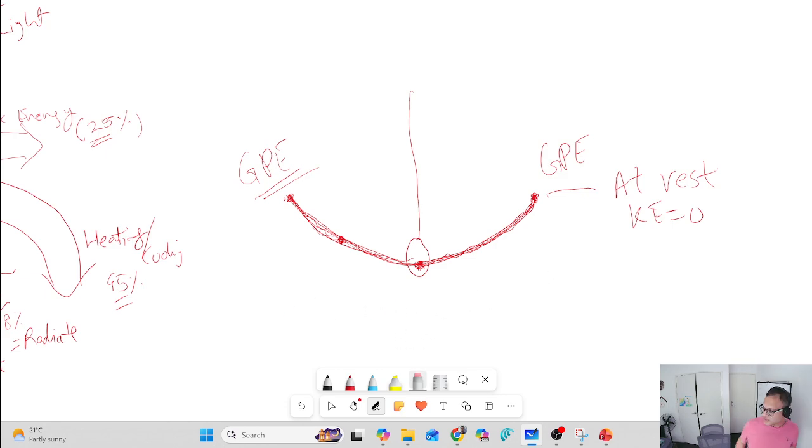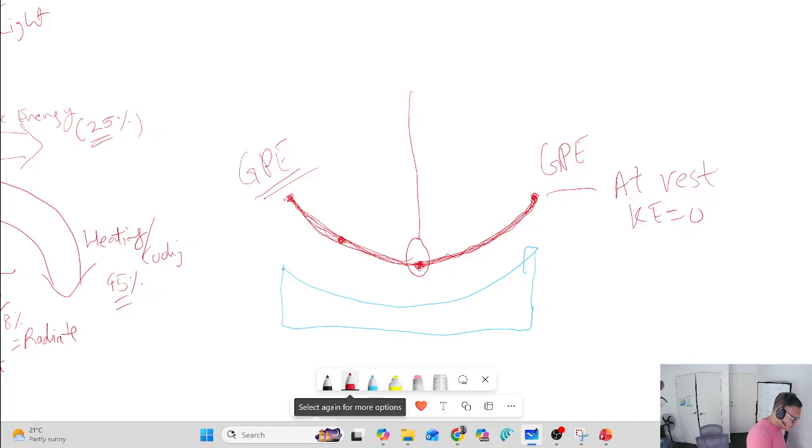Okay, better let me refer to the book, okay? That's easier. This is what the book shows, and it is a good representation actually. That's why it's better to copy it. Okay, and then let's use another color.